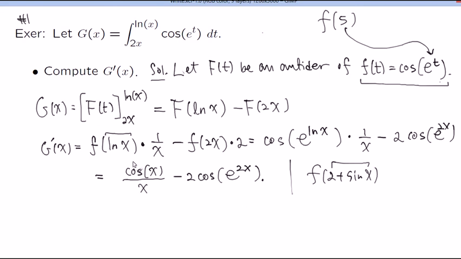So here, the whole input must replace t in here. That's why it went there in place of t. And x is kept here. Hold 2x, it goes there, so that's the thing. All right? So that's the first derivative, and you can differentiate one more time using typical derivative rules. Any question about this?